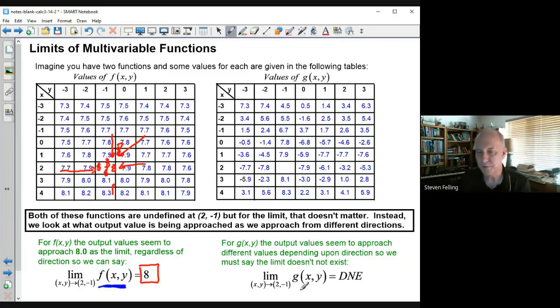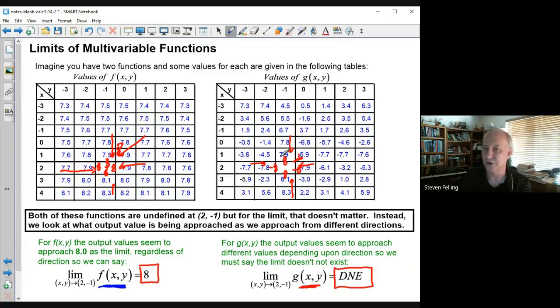But if I did the same thing for g of x, y, which happens to be undefined there too, if I approach in this direction, the numbers seem to be approaching 8, and they seem to be approaching 8 this way too. But here's a problem. As I come from this direction, the numbers seem to be approaching a different value, -8, and -8 here, and potentially some other value here, maybe -6. These are not all the same numbers, and therefore we have to say that there is no single value that's being approached.